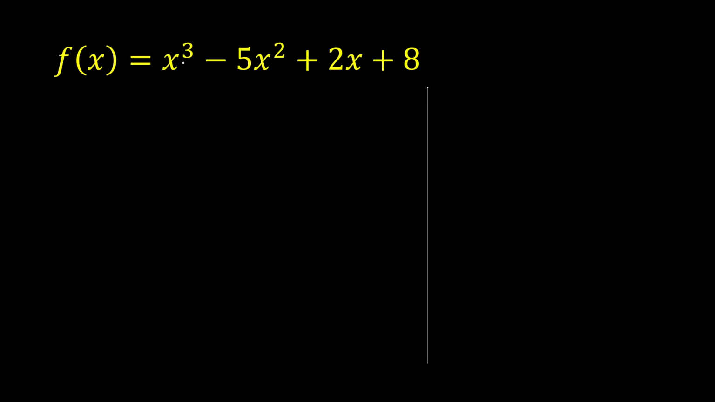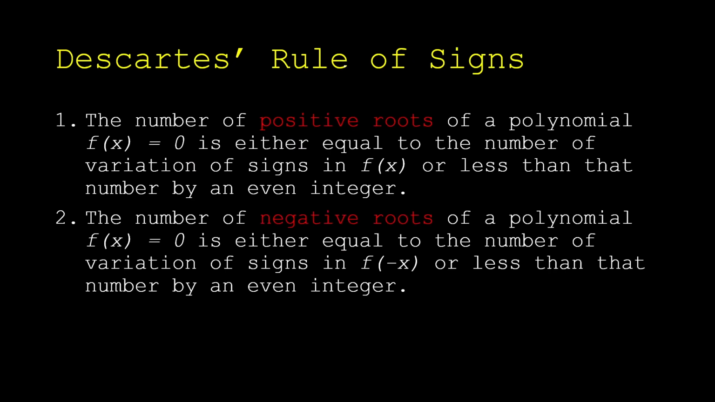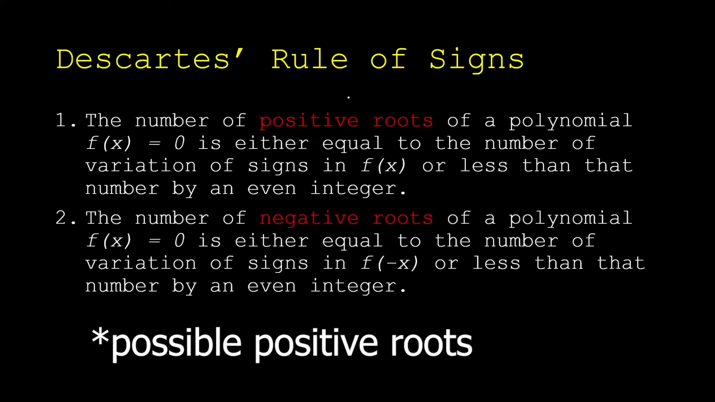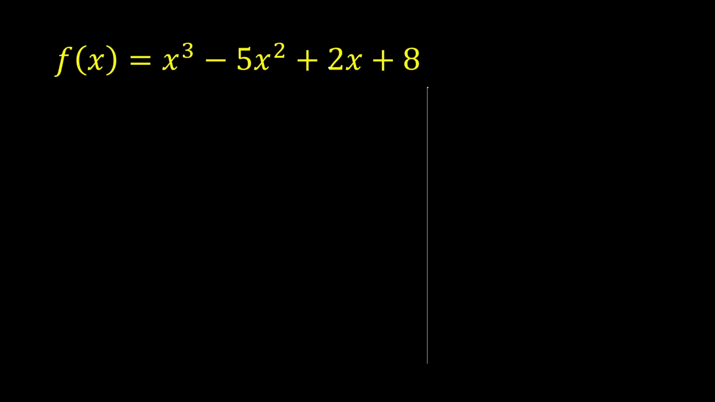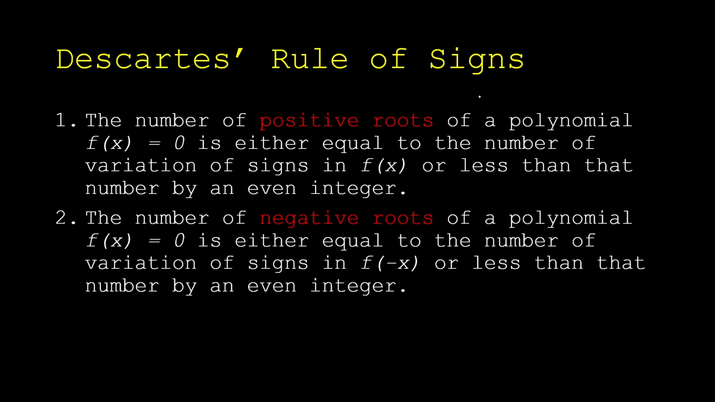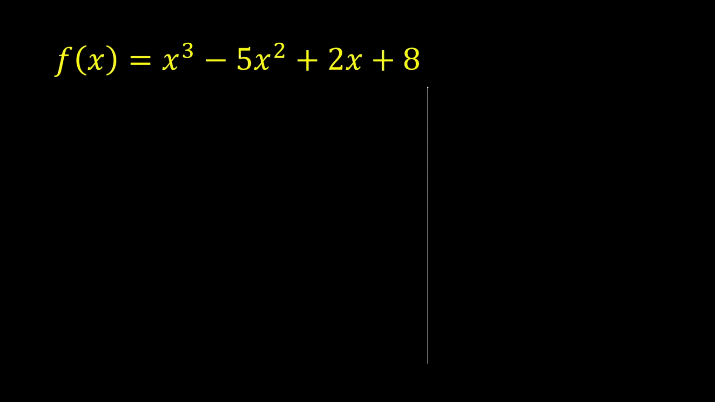So we got here x cubed minus 5x squared plus 2x plus 8. We need to find the number of possible rational roots in this polynomial function. So what we do first is, it states here that it is equal to the number of variations of signs in f of x. So we need to find how many variations of signs there are in this polynomial function. As you can see here, this is positive x cubed and this is negative 5x squared. There is one variation of signs here because it's from positive to negative.